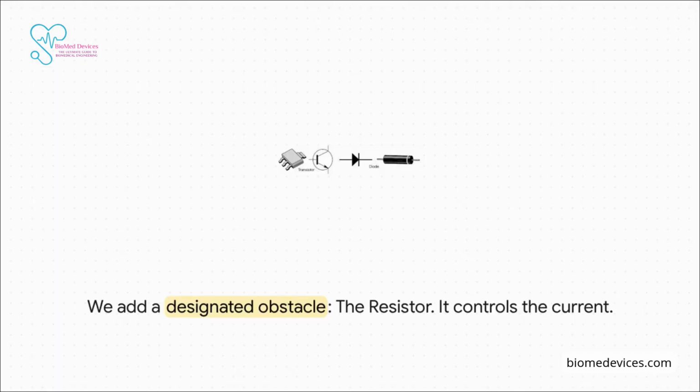We solve it by intentionally adding resistance. This brilliant little component here is a resistor. It's engineered to provide a very specific, known amount of opposition. It doesn't stop the current, it just controls it. It's basically telling the electrons, okay, you can move, but not too fast, and that limits the flow to a safe level for the LED.